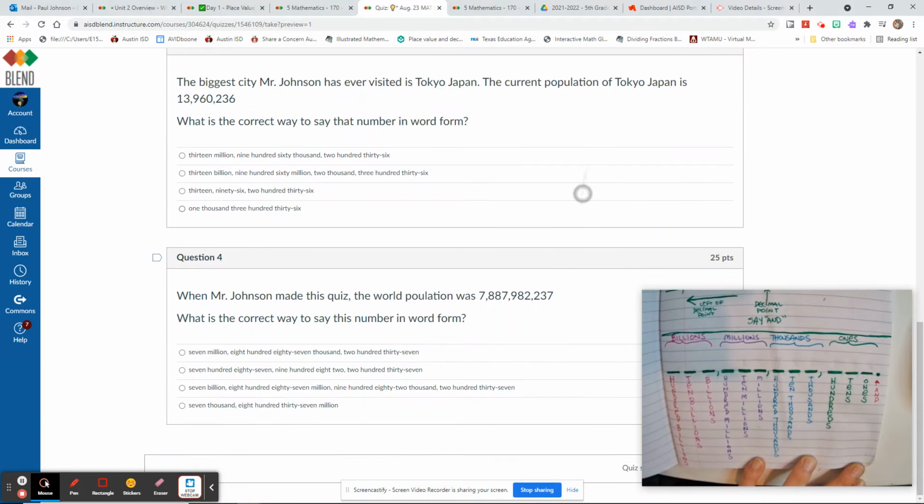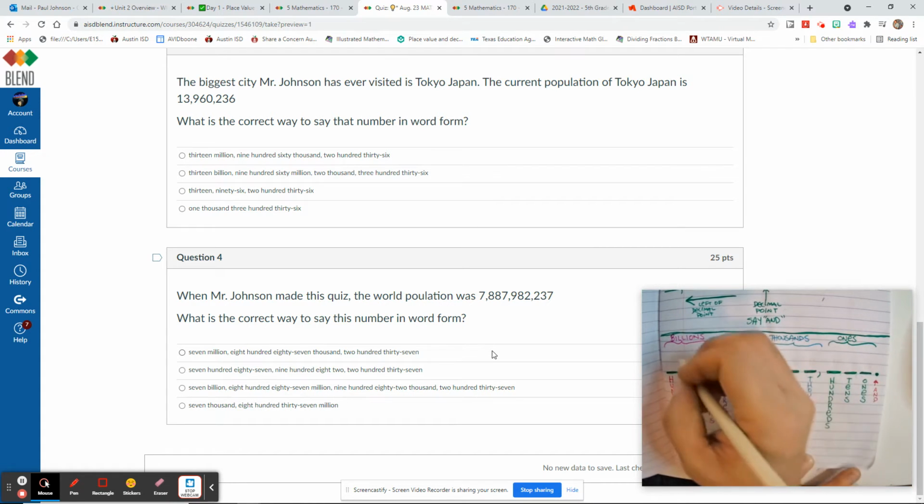So the last question, when Mr. Johnson made this quiz, so there's this website that just like updates the world population. It's kind of like an estimate, but it just keeps going throughout the day. So whenever I first made this question, that big number right there was what it said as far as the amount of people in the world.